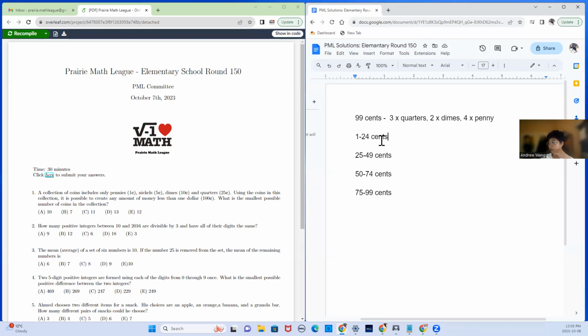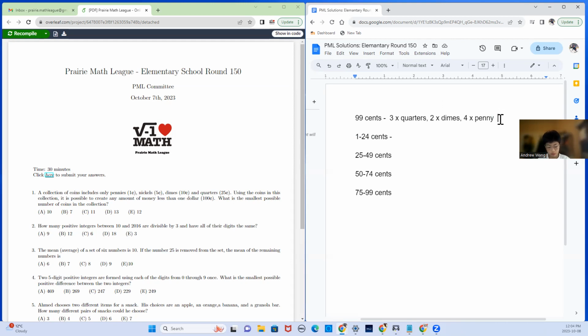So right away we can notice a problem. In the 1 to 24 cents range, it is very difficult to make 5 cents, because a dime is 10 cents and we only have 4 pennies. So 5 cents, 6 cents, 7 cents, it's all a problem. We're either going to need to add 1 penny, so it becomes 5 pennies, or we can add a nickel, which is 5 cents on its own.